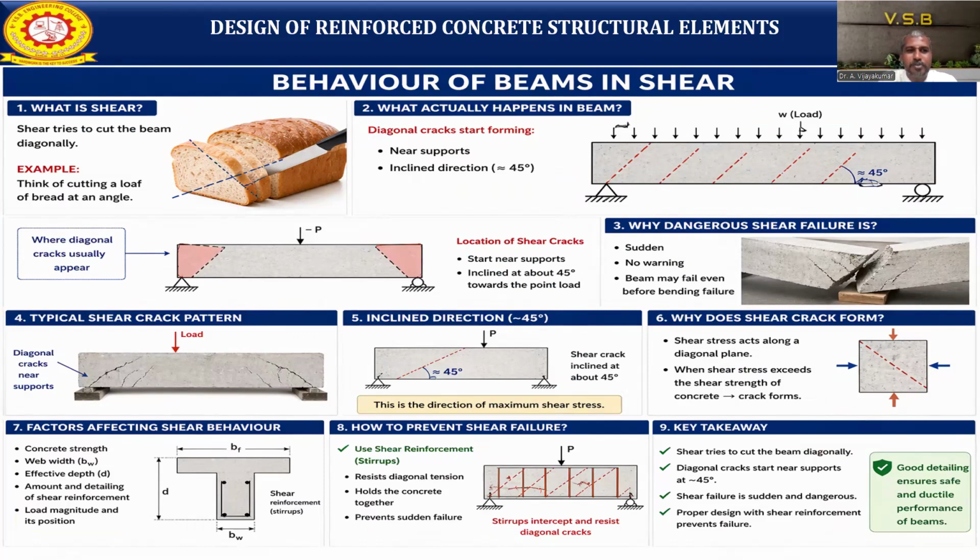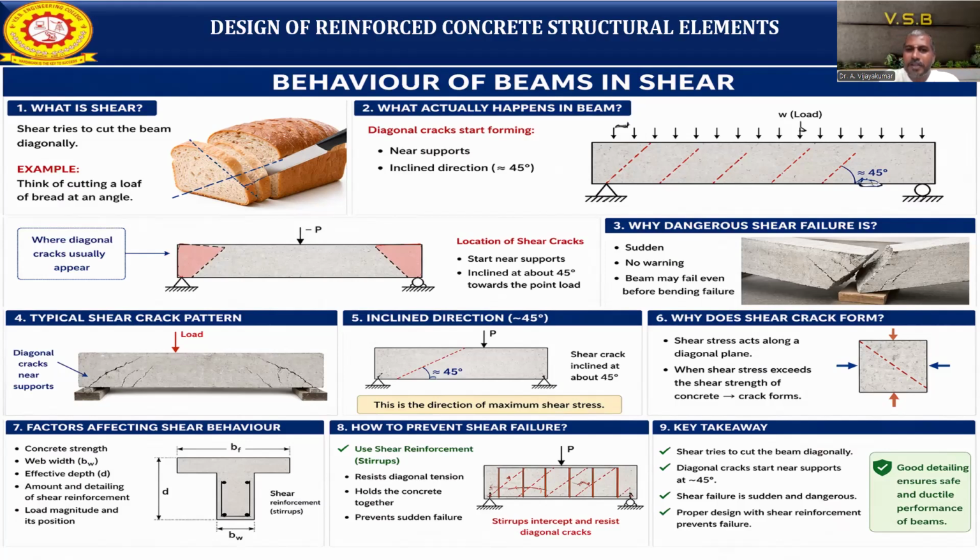Where do diagonal cracks usually occur? The shear crack in the diagonal will always occur near the support of the section. So what actually happens in a beam is that a diagonal crack starts near the support, at an angle of approximately 45 degrees. When you start to apply load on the beam, the shear failure will occur near the support of the beam, almost diagonally, at approximately 45 degrees.